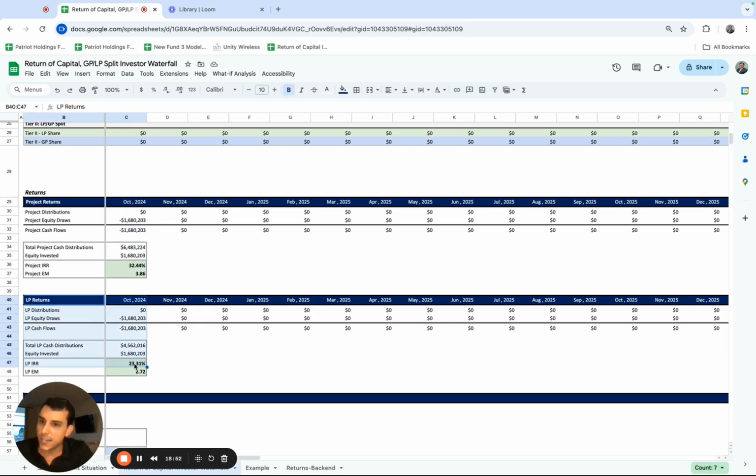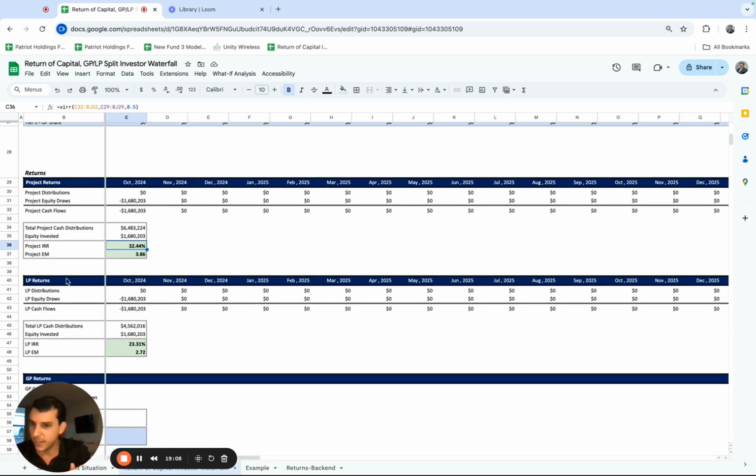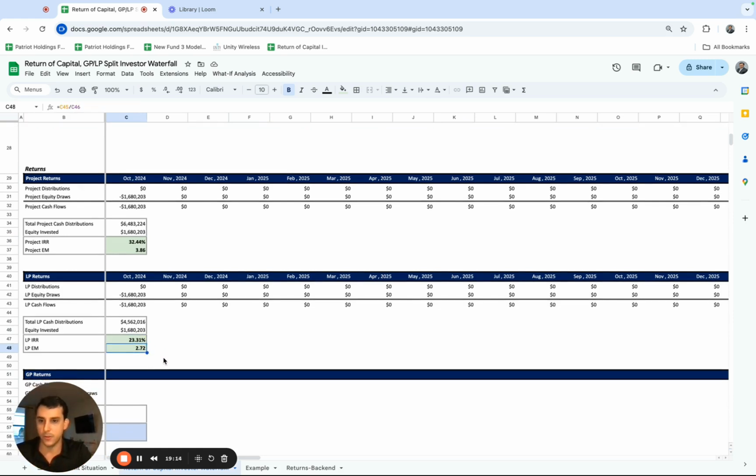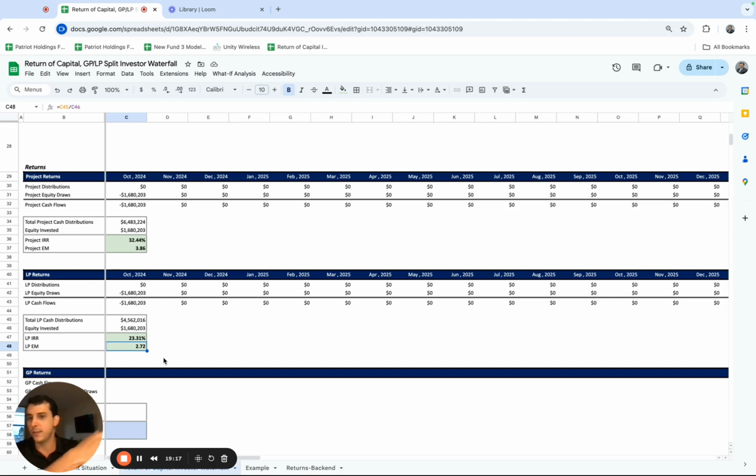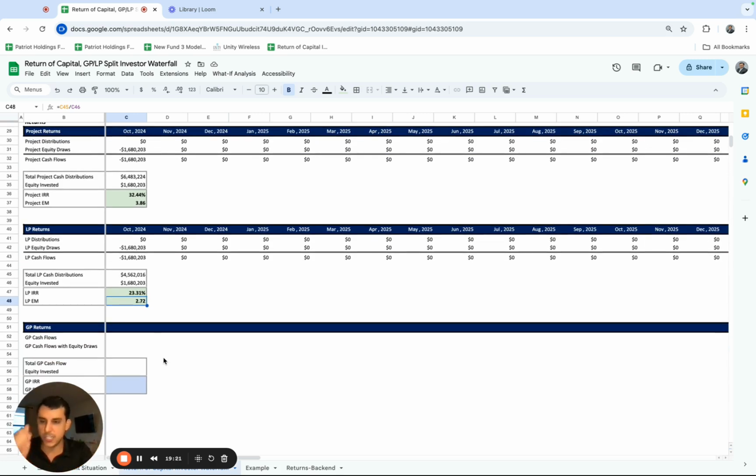So what this is saying is that, once again, let's start at the project, it gives us a 32% IRR. But remember, the project cash flows, some are going to LPs, some are going to GPs. I know I'm repeating myself with this, but I know some of you are new, so you've got to get that. So this is the project. And then you say, okay, what's the LP getting? The LP is getting 23% IRR and 2.72% equity multiple. Not bad for just giving money and not doing any work. That's pretty good. So now you're going to say, what's the GP getting?